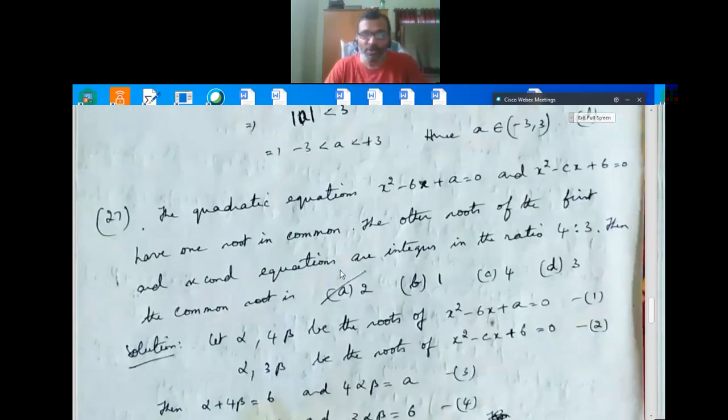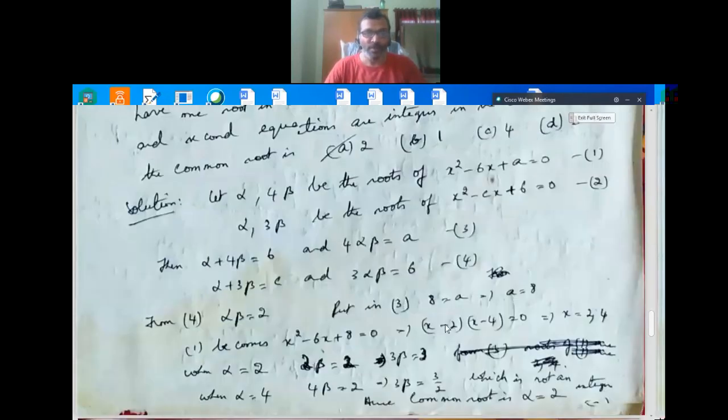27. The quadratic equation x squared minus 6x plus a equals 0 and x squared minus cx plus 6 equals 0 have one root in common. So understand the question. One root is the same. The other roots of the first and the second equations are integers in the ratio 4:3. Then the common root is: a) 2, b) 1, c) 4, d) 3.